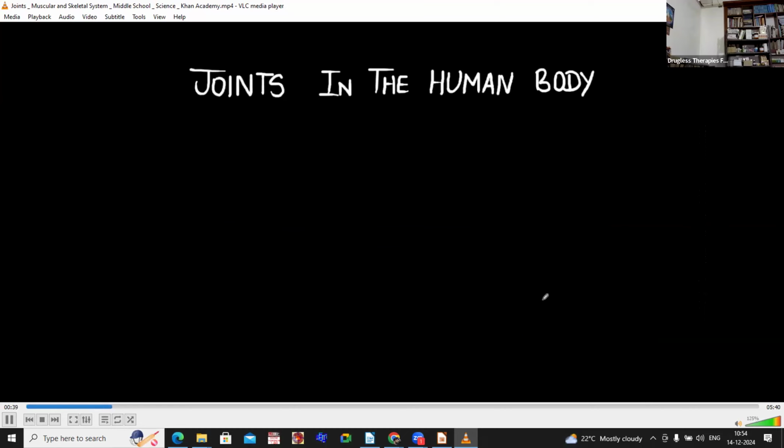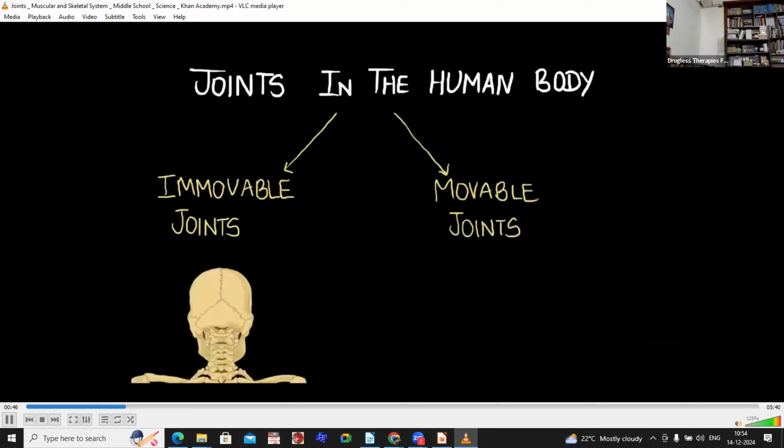Now, the joints of the human body are divided into 2 types, the immovable joints and the movable joints. An example of an immovable joint is the joint at the bones of the skull. These bones are not allowed to slide over each other, or they're not allowed to move over each other. They act like a web. Because of that, there's no movement, and that's why they're called immovable joints.